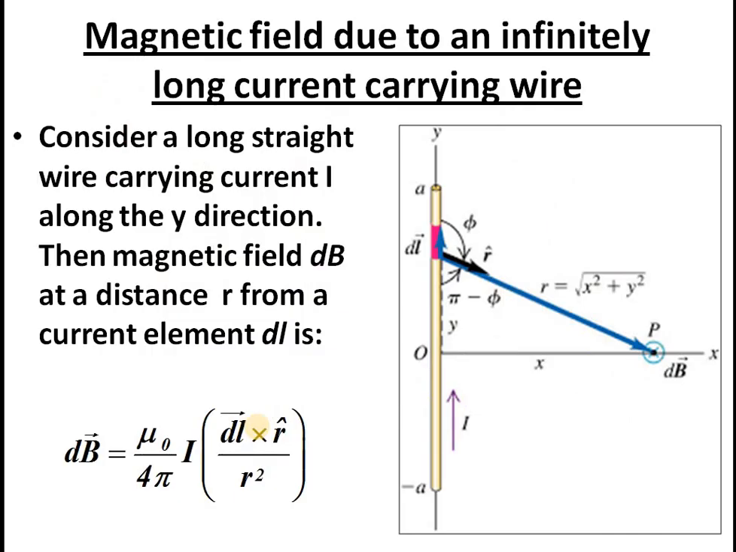Now, using the concept of Biot and Savart, let us find the magnetic field due to an infinitely long wire. So we have a long straight wire whose length is infinitely large, and we are interested in finding the magnetic field at the point P. What we have to do is take a current element, a small piece of wire, and then calculate the magnetic field at the point P due to this piece of wire.